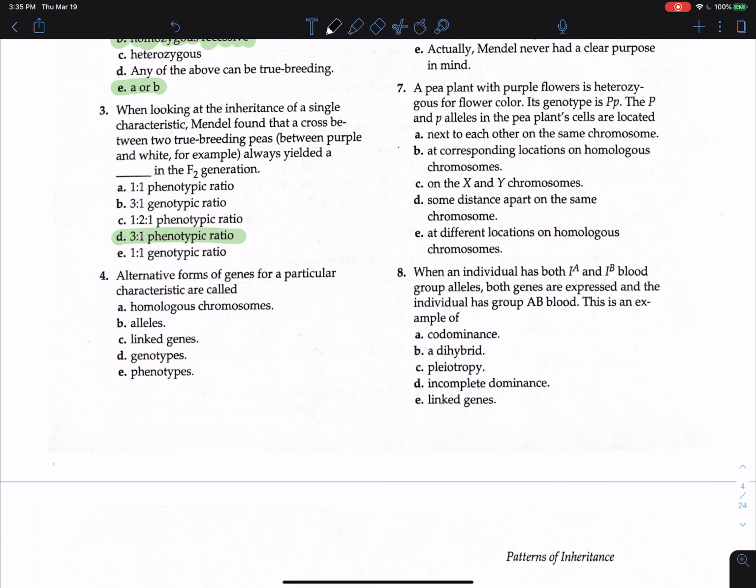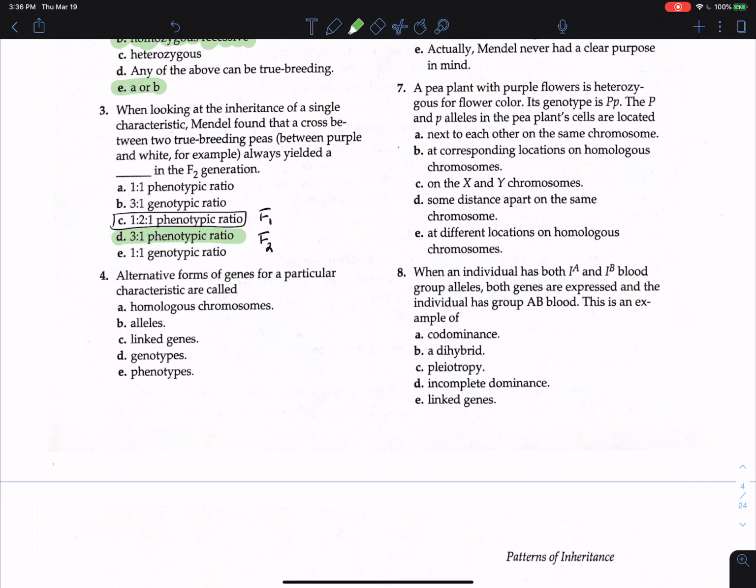If you're like, wait, why isn't it C? That's because C would be for the F1 generation, but D would be F2. Once those 1 to 2 to 1 offspring interbreed, you would arrive ultimately at a 3-to-1 ratio.